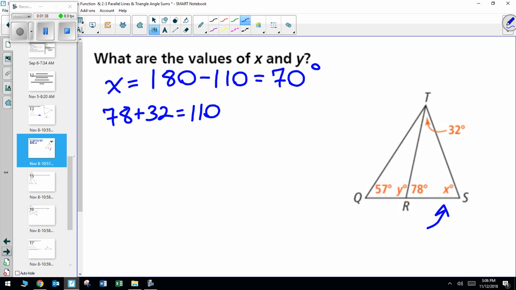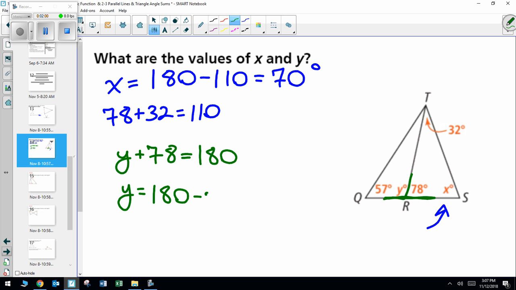Now, in order to find y, I have to remember a different property that we just discussed: those two angles, y and 78, since they make up a straight line, have to add up to 180. So if I already have 78 degrees, y must be the difference between 180 and 78, or 102 degrees in this case. So, utilizing the knowledge that straight angles and angles in a triangle add to 180, I can solve for my unknown angles.